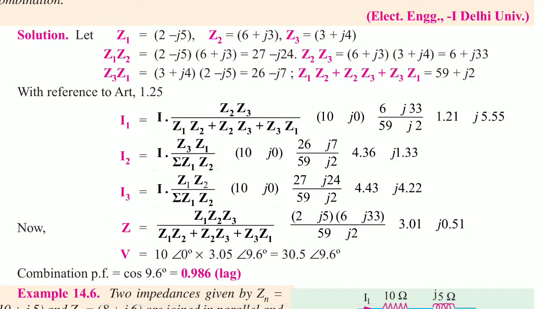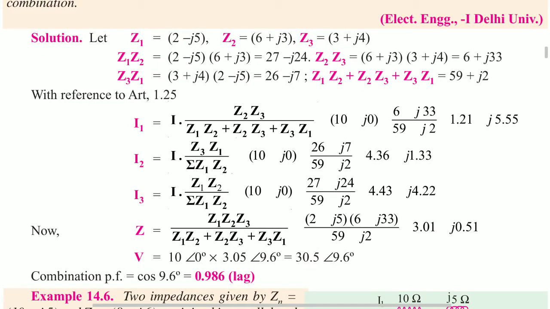Now the I2 current is equal to I into Z3 Z1 divided by the summation of Z1 Z2 Z3. So that is 10 plus J0 into 26 plus J7 divided by 59 plus J2, that is equal to 4.36 plus J1.33. That is the I2 current. I2 current is 4.36 plus J1.33.